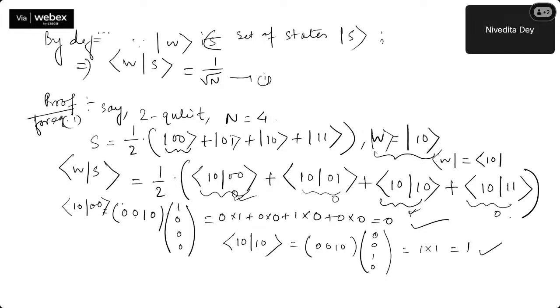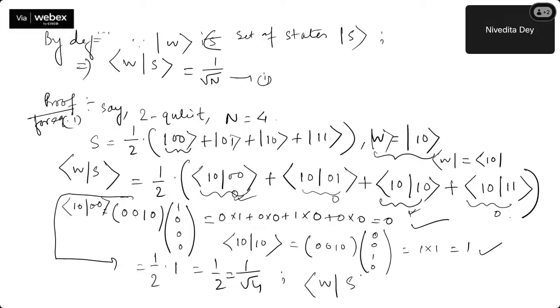Okay. So thus, from this line, can we write directly? It is half into 1. That is half, that is 1 by root of 4. And for the general expression, if it is given for n number of states, I am writing 1 by root of n. It will always be this value. So this is the proof for equation number 1.